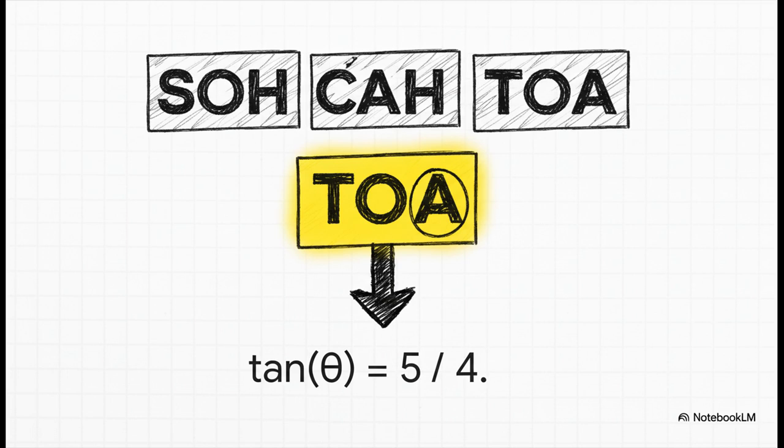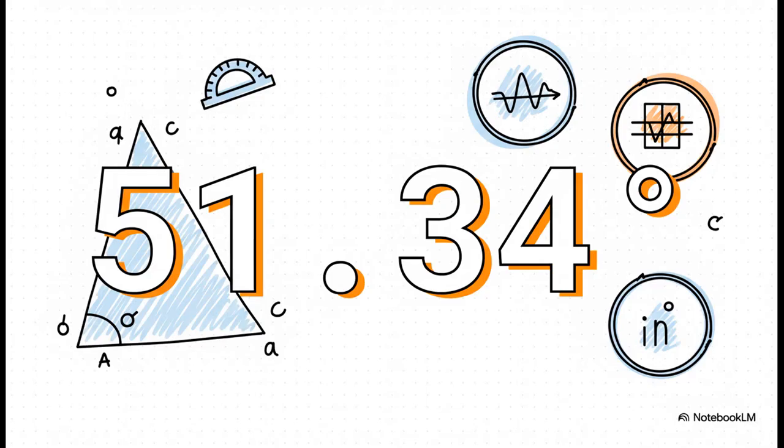So we know that the tangent of our mystery angle, theta, is equal to opposite over adjacent, or 5 divided by 4. So how do we get theta out of that tangent function? We use the inverse. We're basically asking the calculator, hey, what angle has a tangent of 5 over 4? You type in inverse tangent of 5 divided by 4, hit enter, and it tells you the answer. The missing angle is about 51.34 degrees. It really is that straightforward.